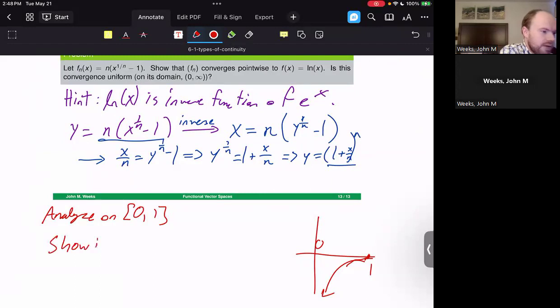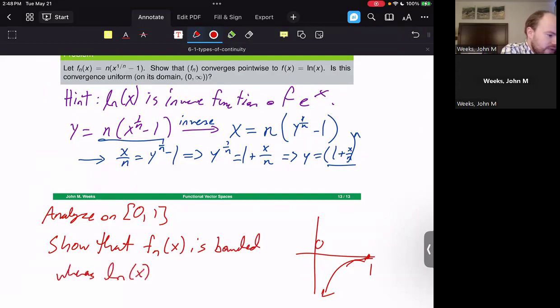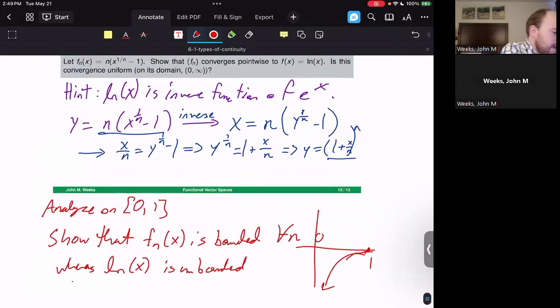Try showing that the function f sub n of x is bounded, whereas natural log of x is unbounded. So we want this to be true for all n, where natural log of x is unbounded. In fact, you should be able to go through and show that f sub n of x is actually in absolute value less than or equal to n.